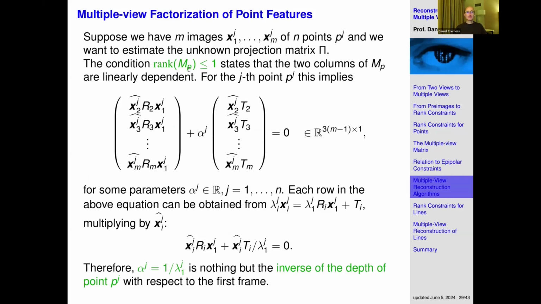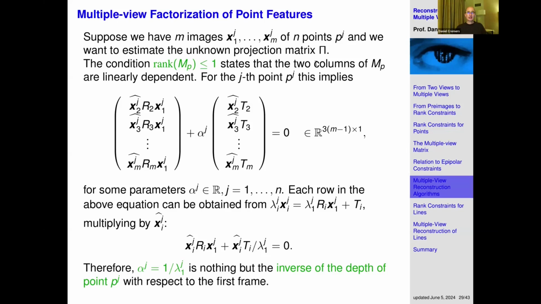Suppose we have m images of n points, pj. Before, we had m observations of 1 point p. Now we generalize this, much like in the 8-point derivation. We assume that we are not observing just 1 point, but n points, and these are pj. These observations we will call x1j to xmj, the observation of point j in images 1 through m. And what we want to estimate is the unknown projection matrix.